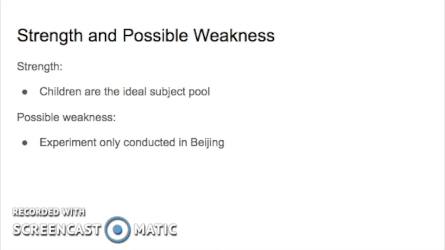One possible weakness of this paper is that the experiment was only conducted in Beijing. Beijing is a very modernized metropolis, so the inequality caused by the rural and urban Hukou in Beijing may be much higher than in other cities.